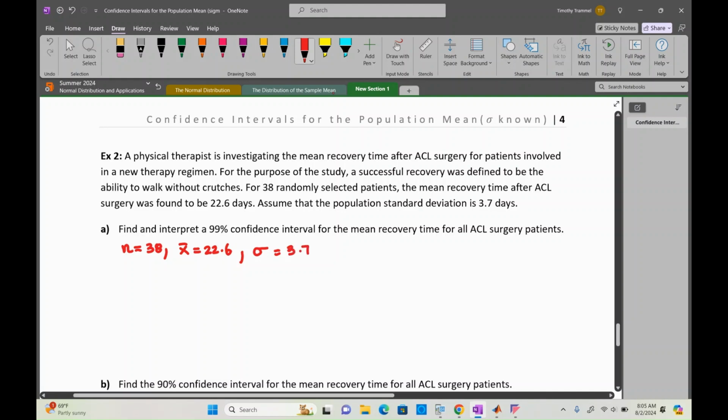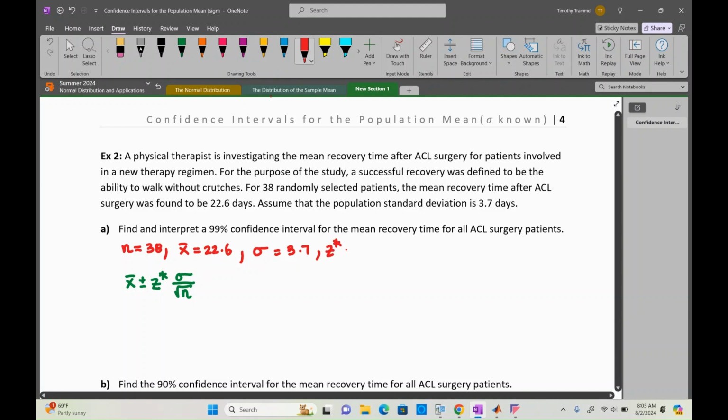There we go. And let's go ahead and write down the formula that we need here for our confidence interval. It's X bar plus or minus Z star sigma over the square root of n. So that means the only thing we're missing here so far is z star.